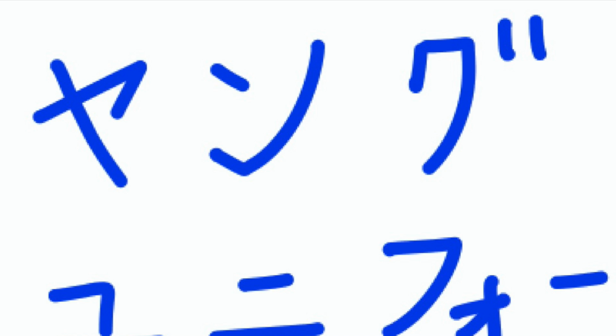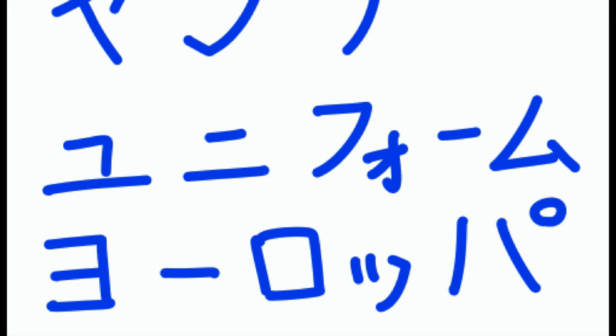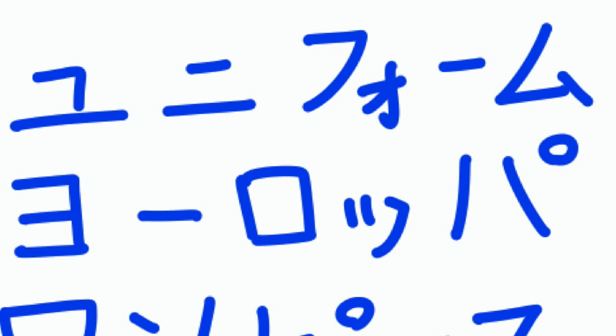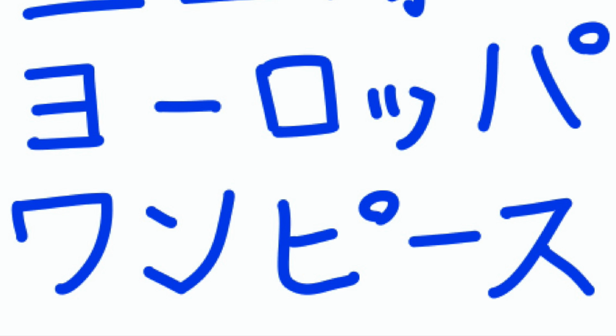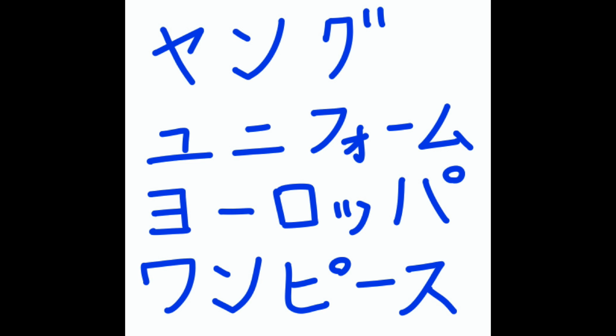So how do we read this? This one. This one. And this one. What do those mean? Yoyo, uniform, Europe, one piece. Yoyo, uniform, Europe, and one piece. How many did you get right?